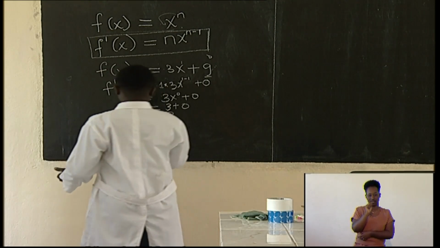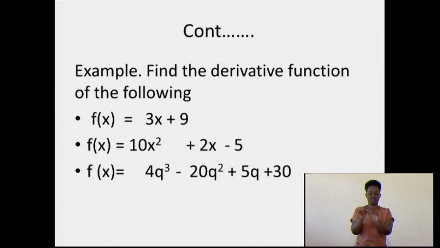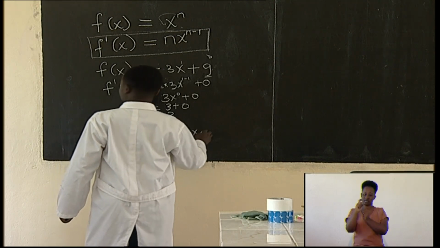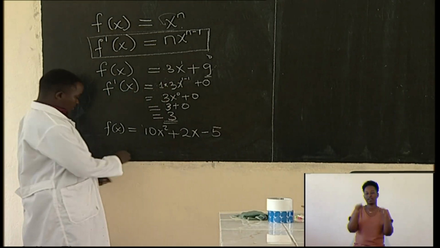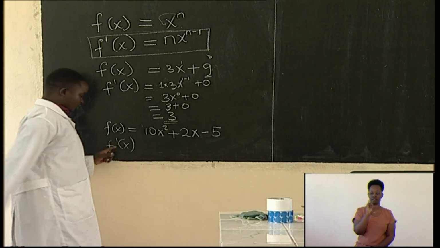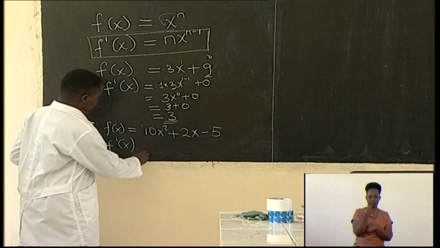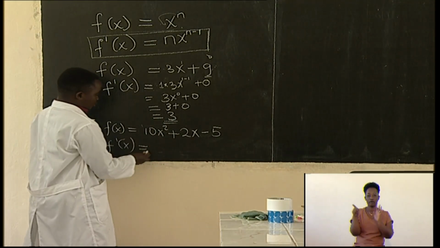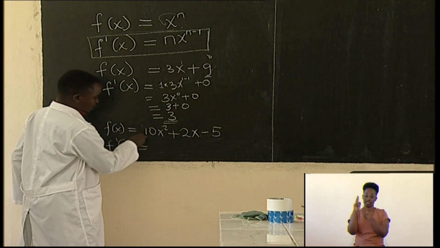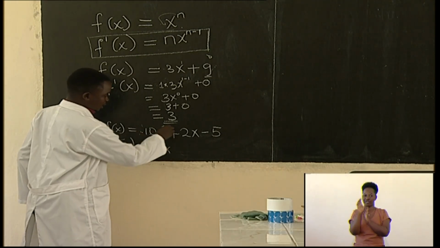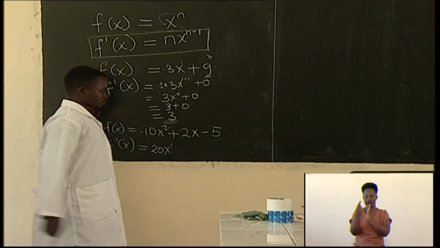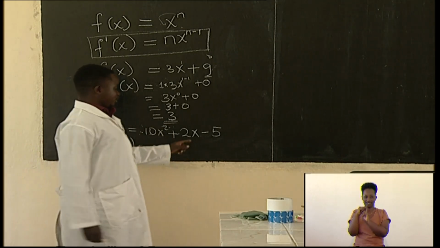Then we have our second function, which is a quadratic function: 10x squared plus 2x, then minus 5. How can you get the derivative function of this? Our derivative function, f prime of x, this means the first derivative, will be equal to the first derivative of this function. So this 2, this is our power, you bring it here, you multiply it with 10, so that will be 20x. Then here, when you subtract 1, you remain with 1. Plus, this is 2x.